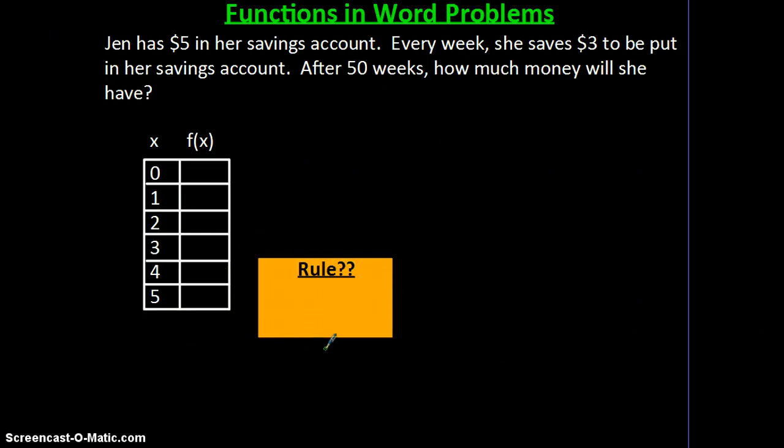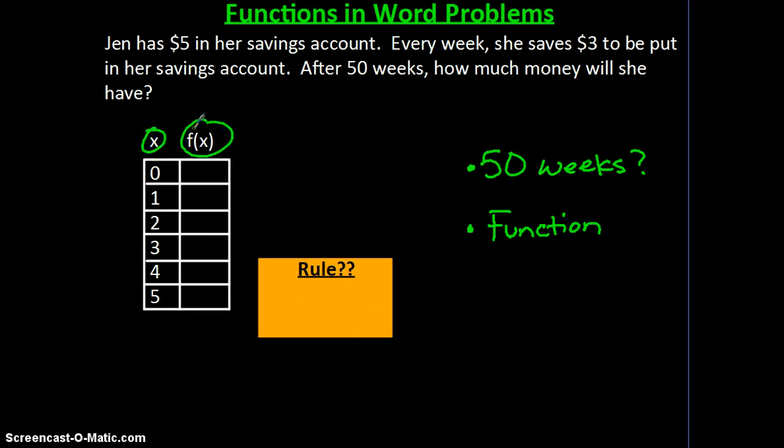Now, first we will decipher this problem. We are going to look for Jen, who has $5 in her savings account. And every week she is saving $3 to be put into her account. After 50 weeks, how much money will she have? So, following the table, what you are then going to ask yourself is, how much money will she have after 50 weeks? And what is the function? In this case, we are going to use x and f of x. So your answer for your function should have an f of x is equal to however many x.